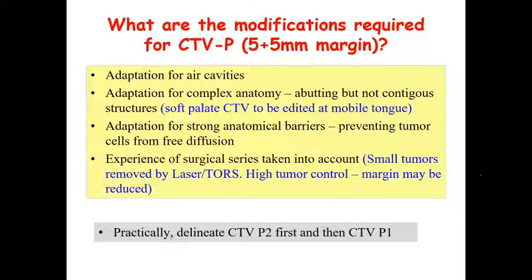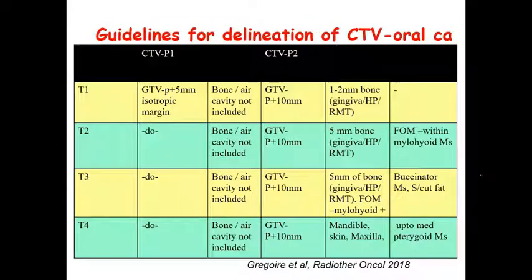A practical tip that the authors give us is that you actually first expand the PTV, and then, because you know for sure that the CTV-P1 will lie inside the intermediate risk zone at all times in all slices, you look into the CTV-P1 later after expanding the P2.